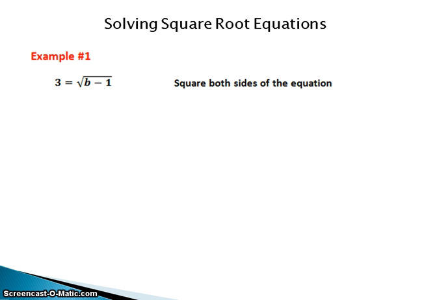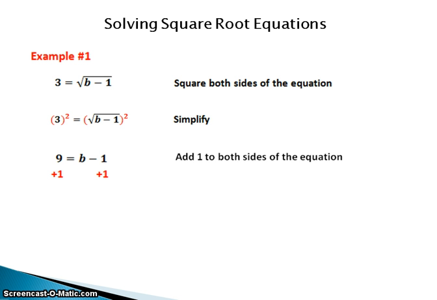We will start by squaring both sides of the equation because we do need to eliminate the square root before we can go any further. So when we square both sides of the equation and then simplify, we end up with 9 is equal to b minus 1. Now we're going to add 1 to both sides of the equation, and our answer is b equal 10. But we are not finished.